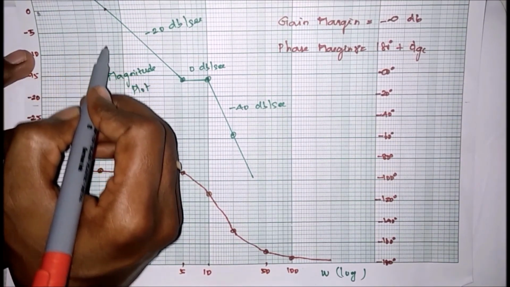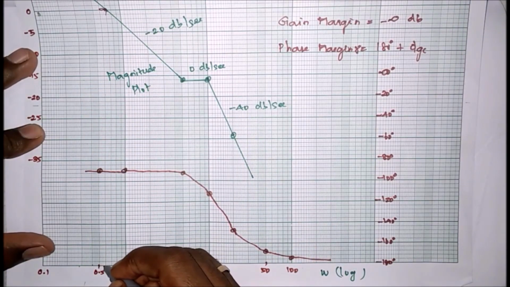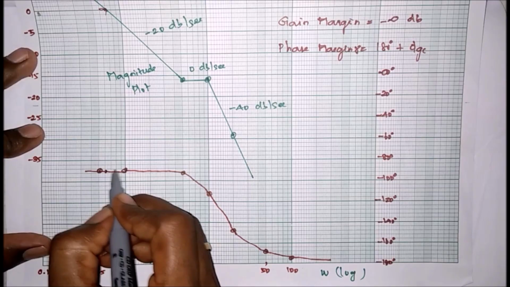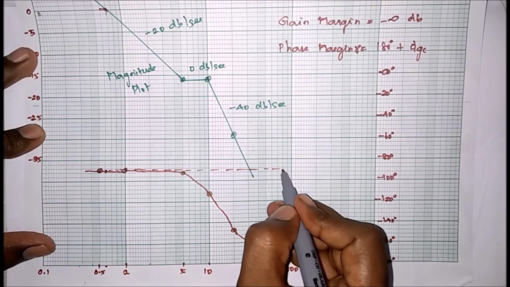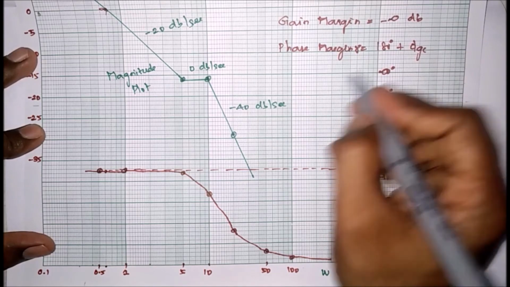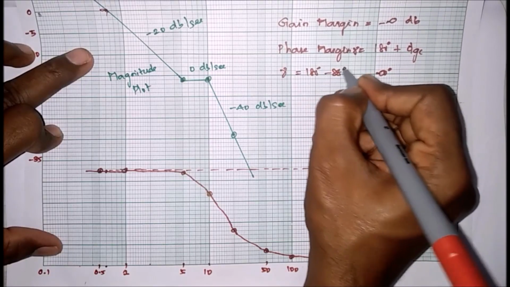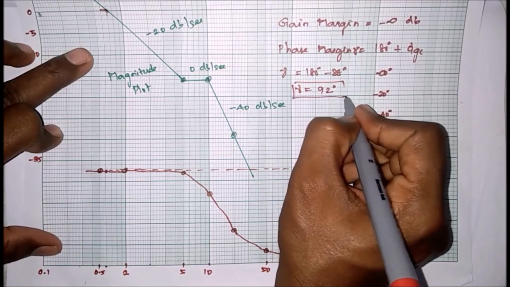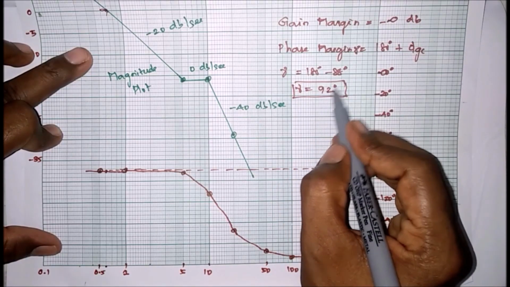Therefore the corresponding frequency, this is the frequency at which it is crossing. So the corresponding angle, so this is the point, the corresponding angle is minus 88 degree. So we have to substitute phase margin equal to 180 minus 88 degree. So we will get 92 degree. So now from the given problem, gain margin equal to minus infinity decibel, phase margin equal to plus 92 degree.